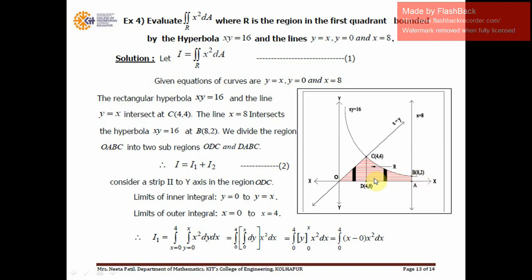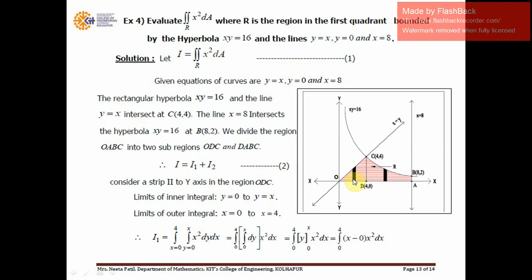Now if you see in the region of integration, here we have considered two strips which are parallel to y-axis. So why are we taking the two strips separately in the region of integration? The first strip we have considered in the left part of the region, and the second strip we have considered in the right part of the region.